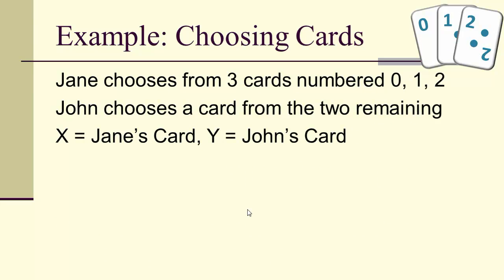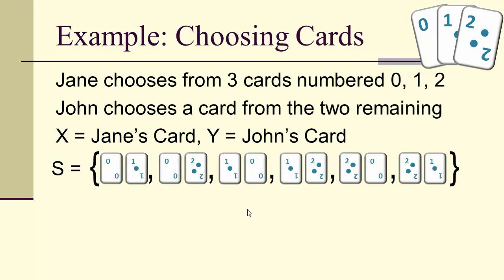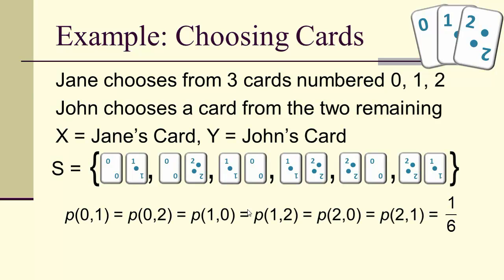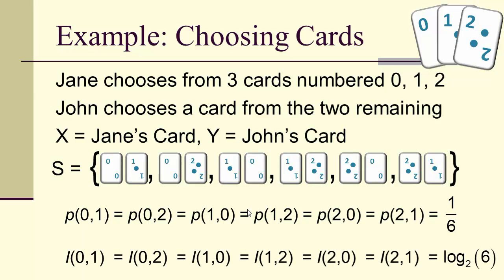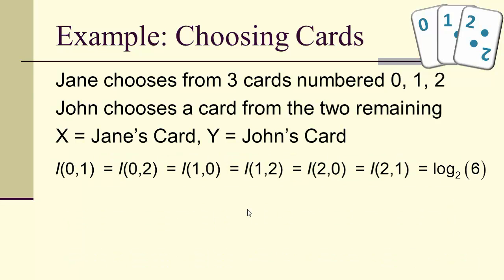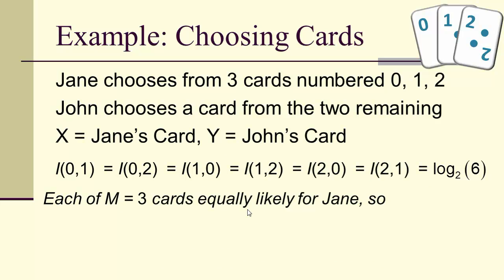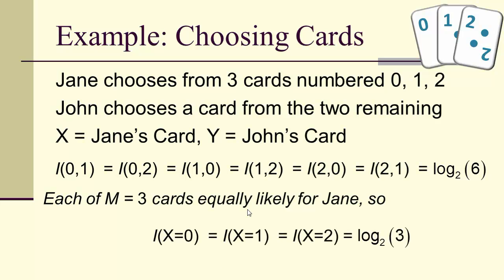Suppose Jane chooses from 3 cards numbered 0, 1, and 2. Let's suppose John chooses a card from the 2 remaining. So x will be Jane's card and y is John's card. We've already looked at this example. We know that's the sample space, and we know that this is the probabilities. Therefore, the informations are all the log base 2 of 6. We also know that each of the 3 cards is equally likely, so the information is the log base 2 of 3, 3 being the m here.